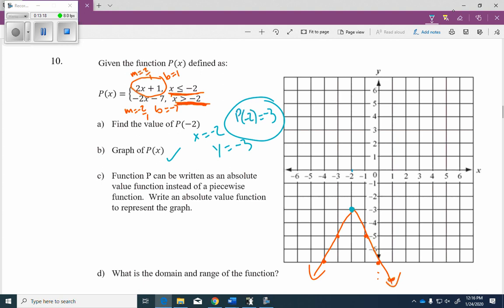We graphed it already. Function p can be written as an absolute value function instead of a piecewise function. Oh yeah, because it is this symmetrical V-like shape. Write an absolute value function and represent the graph.